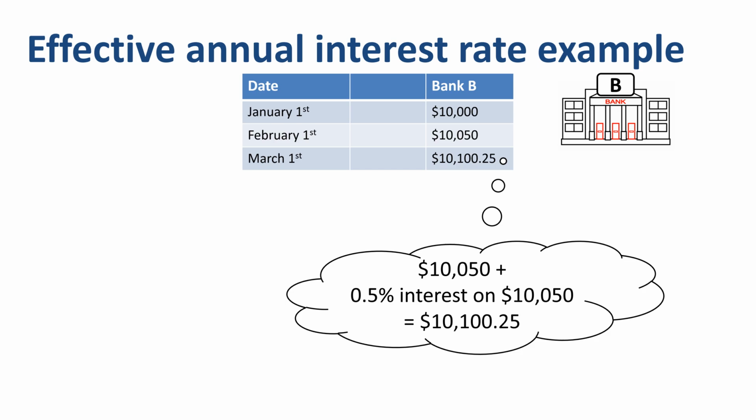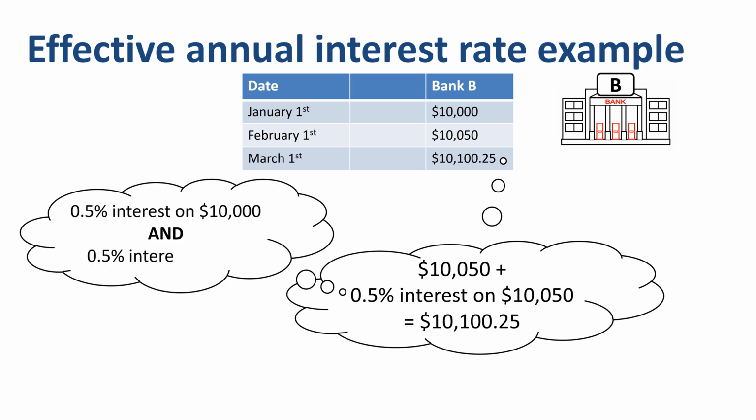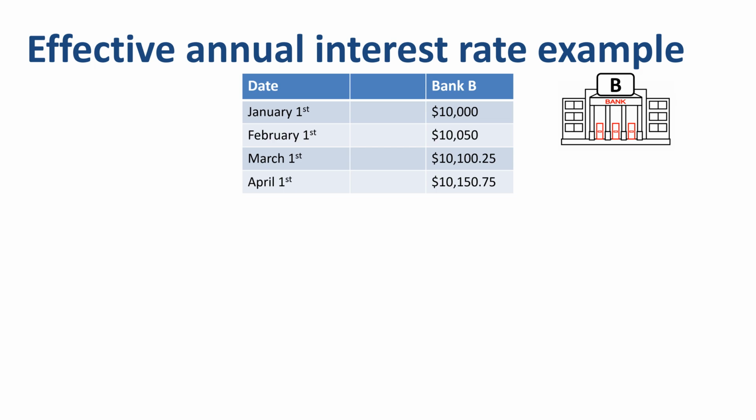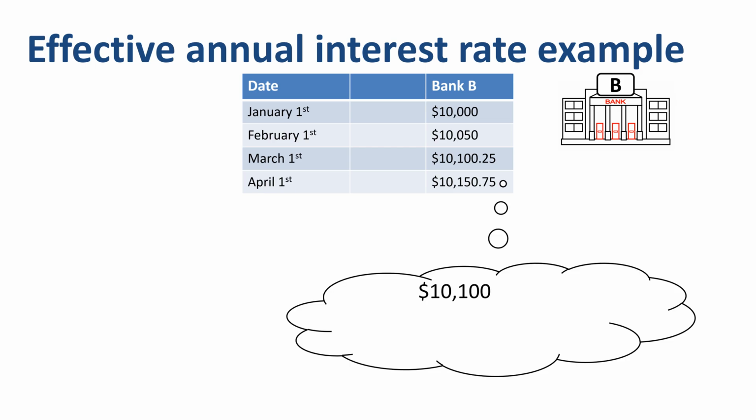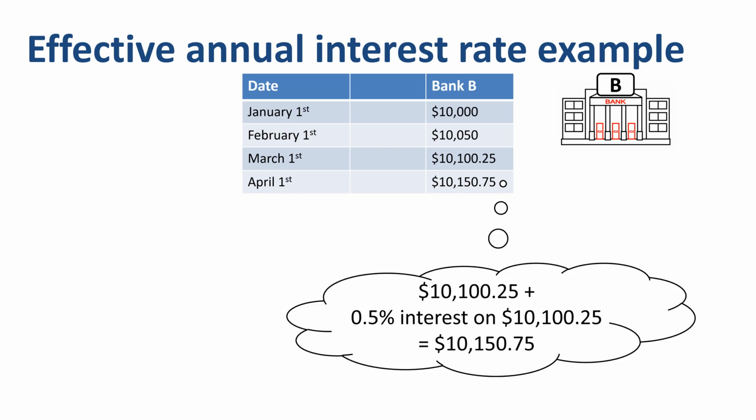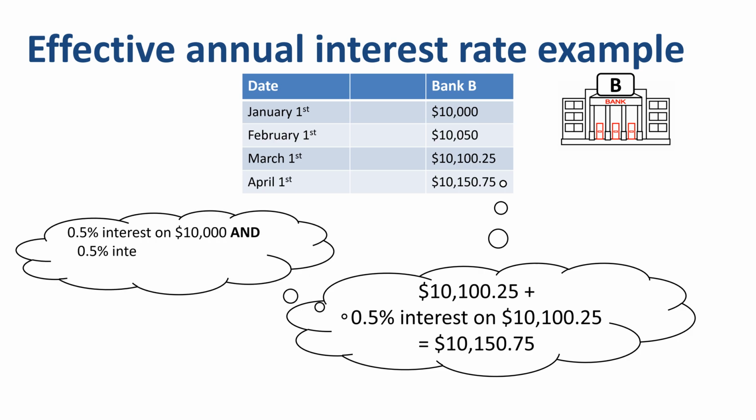Another way to think about this is that you once again get $50 of interest on $10,000, but you also get 25 cents of interest on the $50 of interest that you earned in January. That's what compounding is all about. Interest on interest. On April 1st, your balance is $10,150.75. The March 1st balance plus 0.5% interest on that balance. Or 0.5% interest on $10,000 and 0.5% interest on $100 and 0.5% interest on 25 cents.